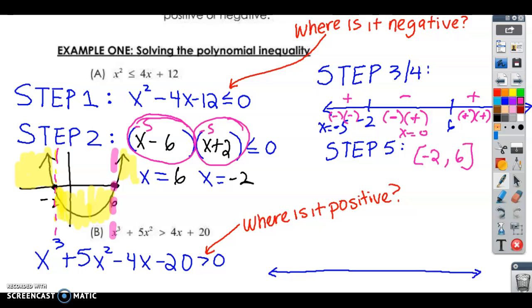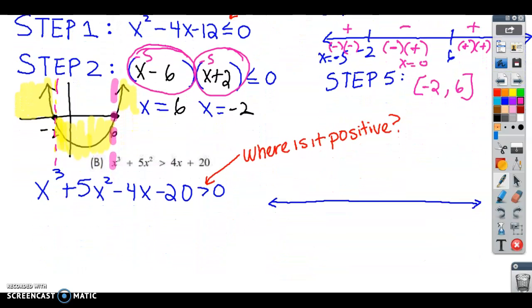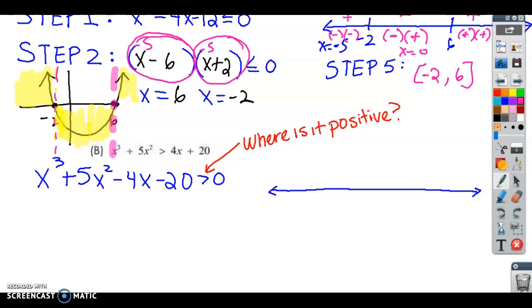And it's asking, where is it negative or equal to 0? Since it's included or equal to 0, we have to also include the points on the x-axis. Now, the next problem is asking, where is it positive? And it's saying greater than 0, not greater than or equal to 0. So we are not going to include these points.